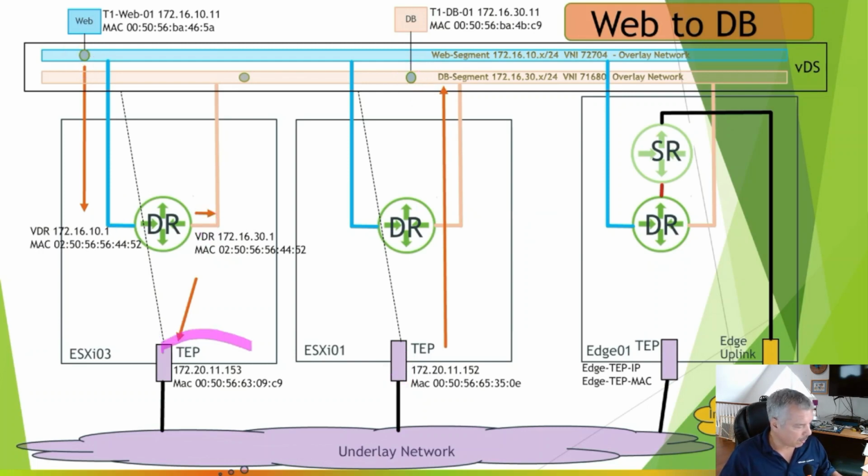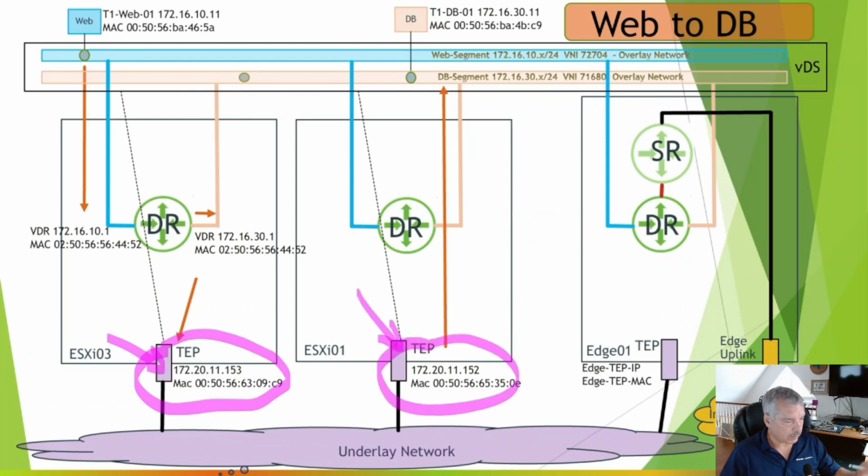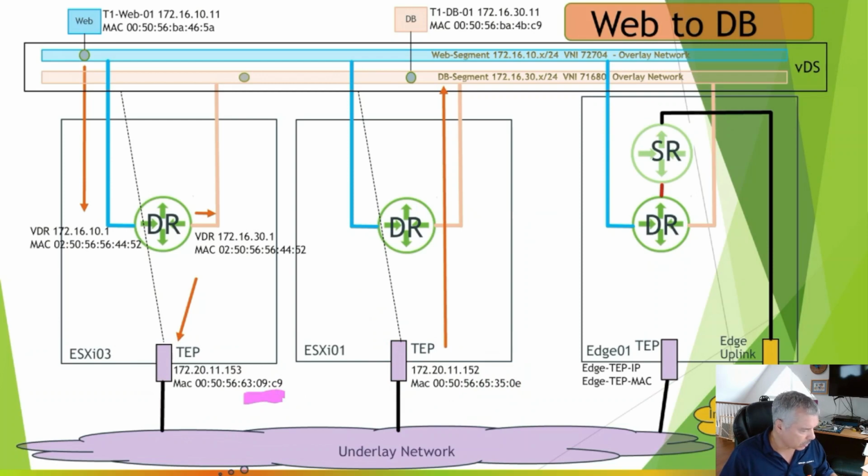So let's take a look at that. You'll notice my TEP IP is 172.20.11.153. That'll be the source. The destination here, since we're going from web to database, the TEP on host 1, will be 172.20.11.152. You'll see the associated MAC addresses, which we'll take a look at. So we'll see here, again, we'll get 09C9 and then 350E. And we have the same, the distributed router now, its interface on the database segment is 172.16.30.1. Okay? So all that stuff should look the same.